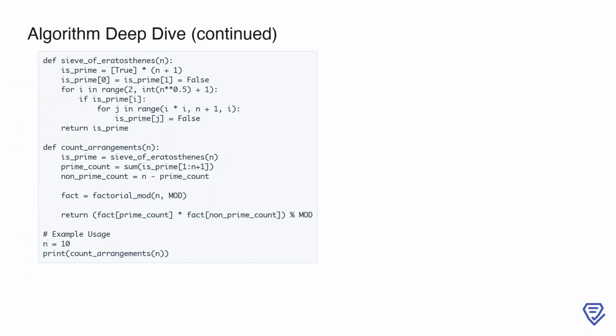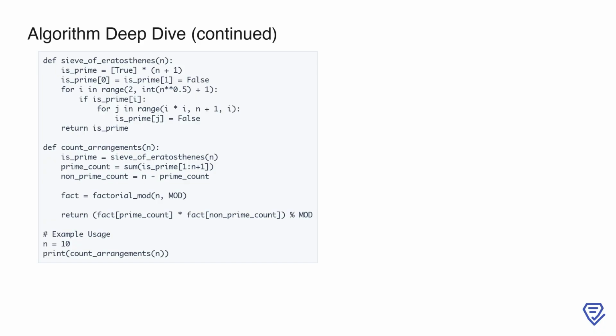The implementation follows these steps. First, the sieve of Eratosthenes is used to identify prime indices up to n. Then, we count the number of primes and non-primes within the range, while pre-computing factorials modulo 10 to the power of 9 plus 7. Using these values, we calculate the total number of valid arrangements by multiplying the factorial of the prime count and the factorial of the non-prime count, taking the result modulo 10 to the power of 9 plus 7. Here's the Python code for the entire solution.